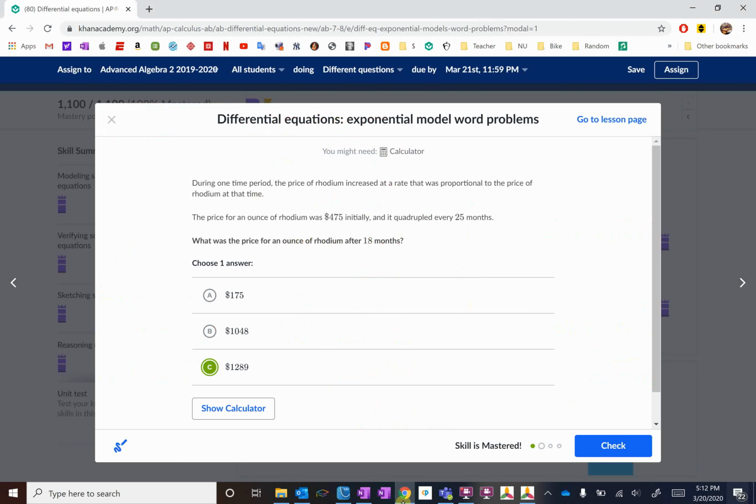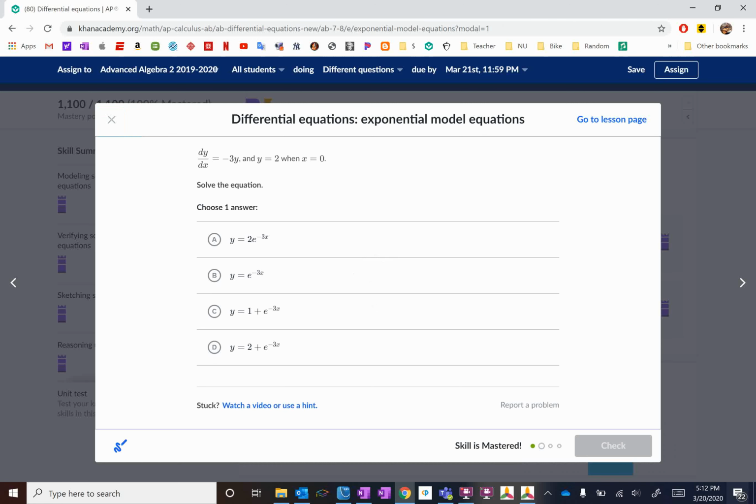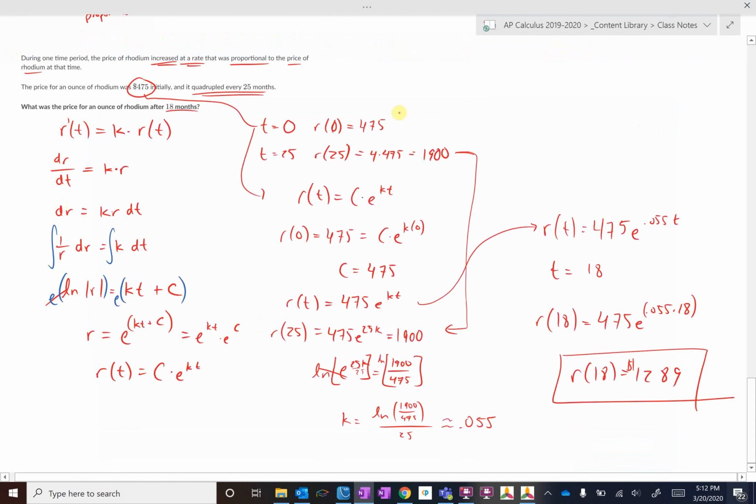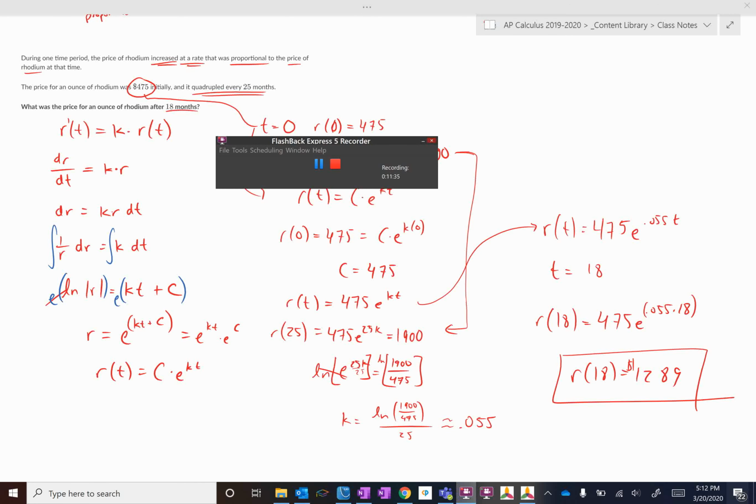This is in Khan Academy under the differential equations exponential model word problems. The previous practice exercises were on exponential model equations. So this is just repeatedly going through this first half that we did where you're just solving exponential model equations. So those are two good exercises. Take your time, practice them a lot, take advantage of the patterns that you recognize that keep repeating themselves. And that's a good application of when we can actually use differential equations in an applied setting.